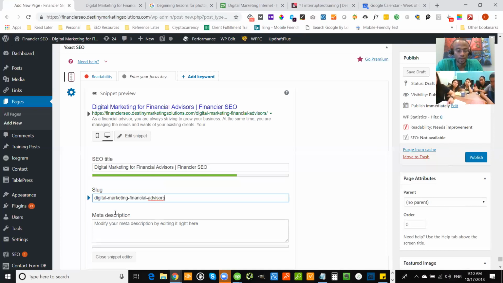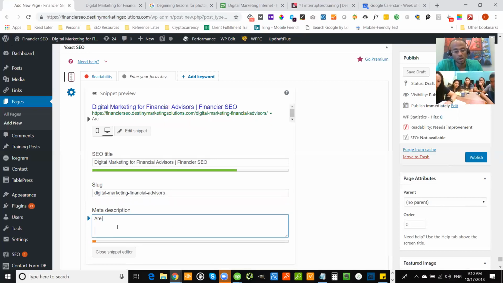Okay. And then for your meta description, this is where you can get creative. So our primary keyword is digital marketing for financial advisors. So let's say, are you a financial advisor looking to improve your digital marketing in 2019?